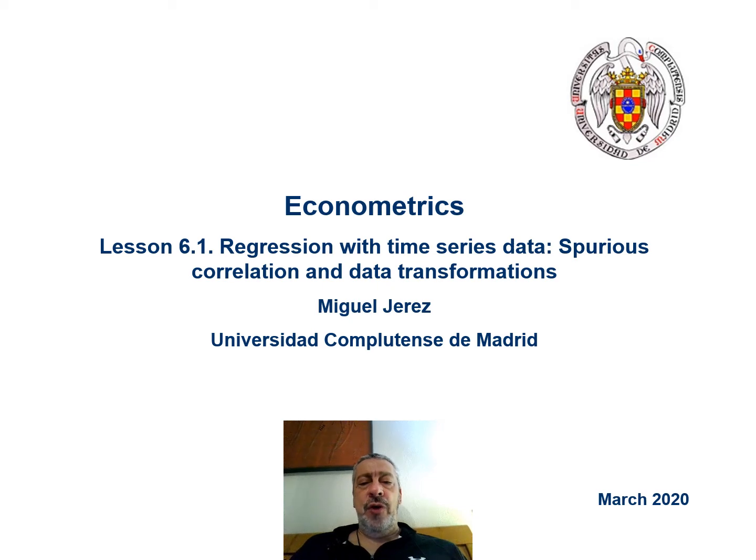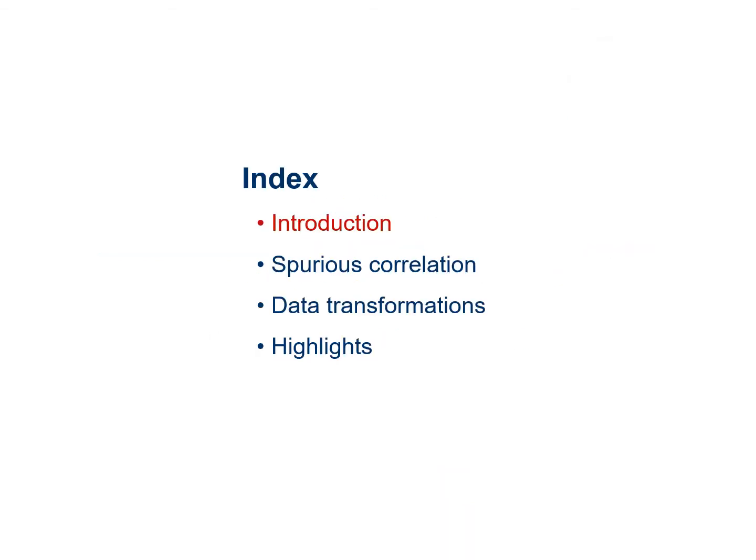Okay guys, let's go now for the first part of lesson 6, which is titled Regression with Time Series Data, Spurious Correlation and Data Transformations. In the index, we will provide an introduction in which we will explain the reason why regression with time series is different from other types of regression. Second, we will present a specific problem, which is called spurious correlation. Later, we will discuss how transforming the data in the regression model can help us to detect whether a correlation is spurious or not. And last, we will provide a summary for the main points in this lesson.